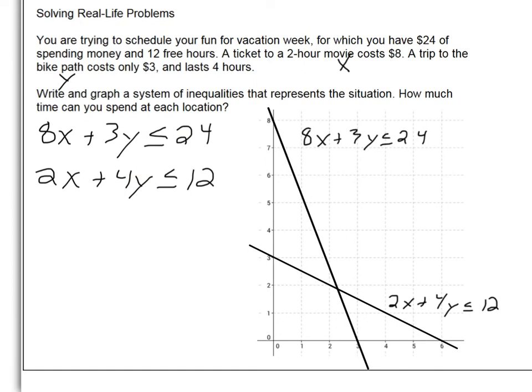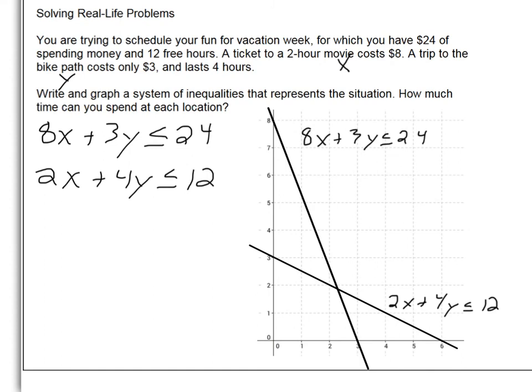Now I have to figure out where to shade. In order to figure that out, I need to figure out the region, either this, this, this, or this, that's going to contain all of the solutions to both inequalities. Once again, if it's an option, which it is here, I want to pick 0, 0.